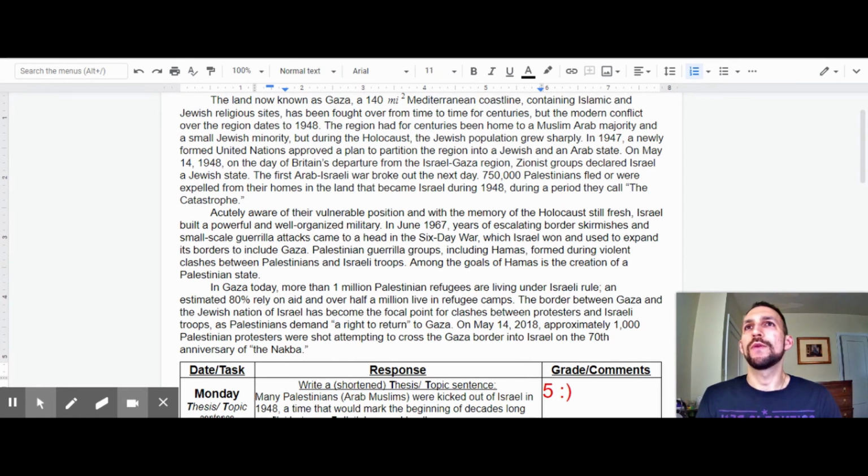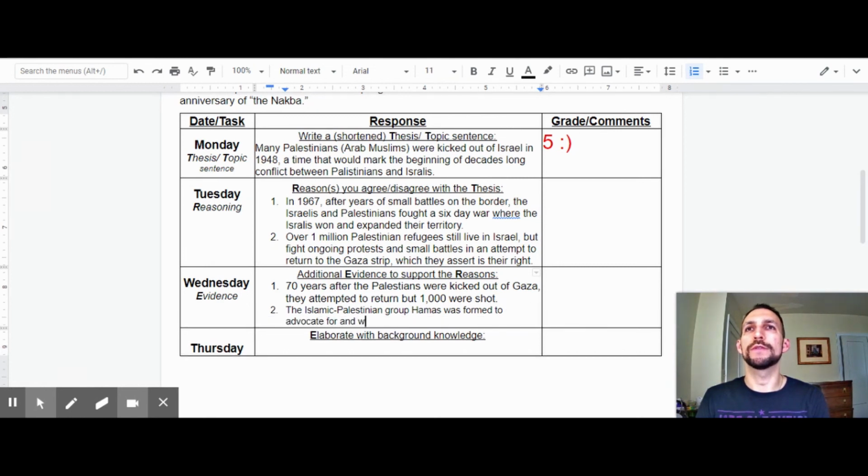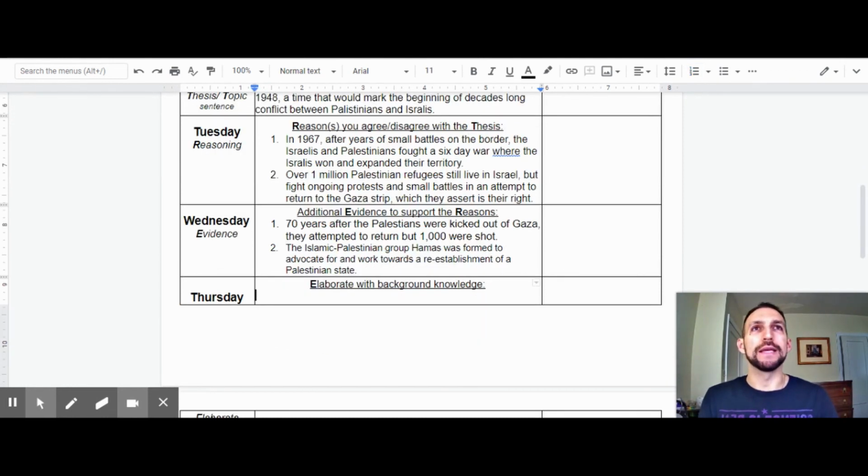So back in the second paragraph, we've already talked about the Six-Day War, Palestinian guerrilla groups, including Hamas. Hamas is a group that is looking to create a Palestinian state, to get Palestinians some of their land back. That seems like a good bit of evidence that we can include that this conflict is ongoing. So the Islamic Palestinian group Hamas was formed to advocate for and work towards re-establishment of a Palestinian state. That is Wednesday.